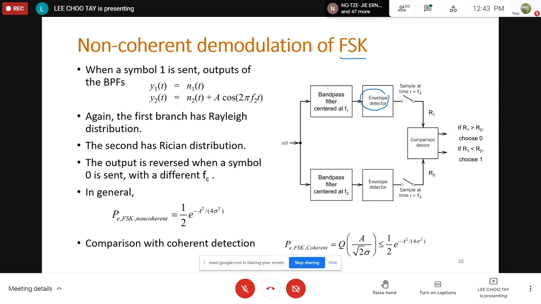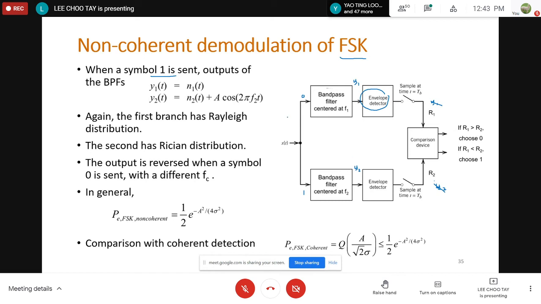So the output of the bandpass filter with the one being sent is going to be Y1. The Y1 path is the one that we use to detect 0, and this path is actually used to detect a 1. So when symbol 1 is being sent, Y1 is going to detect noise only, whereas Y2, the path at the bottom, is Y2, and this is Y1. Y1 after the bandpass filter is here, and then Y2 is here.